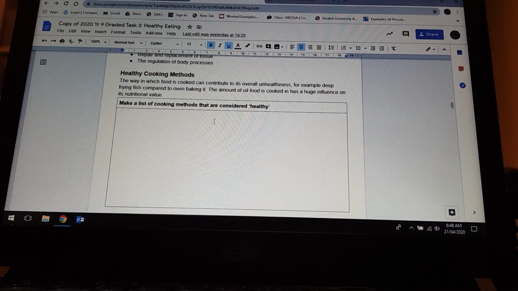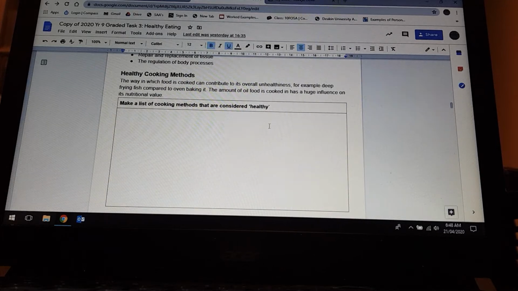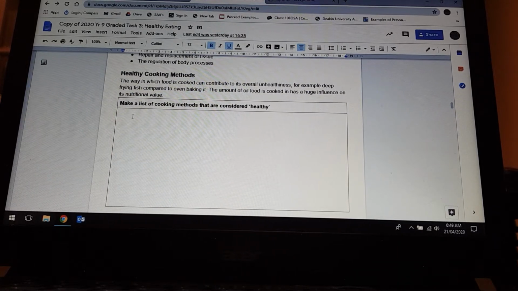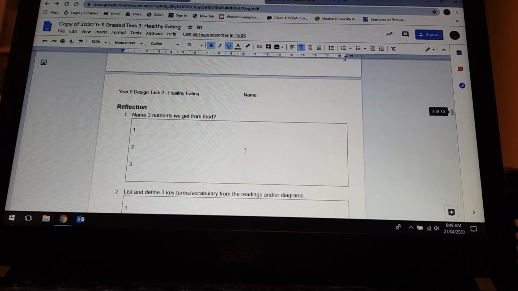Okay, healthy cooking methods. The way in which food is cooked can contribute to its overall unhealthiness. For example, deep frying fish compared to oven baking it. The amount of oil food is cooked in has a huge influence on its nutritional value. What I would like you to do here is consider what are some of the healthy cooking methods and write them in this box. Once you've done that, you move on to the next page.